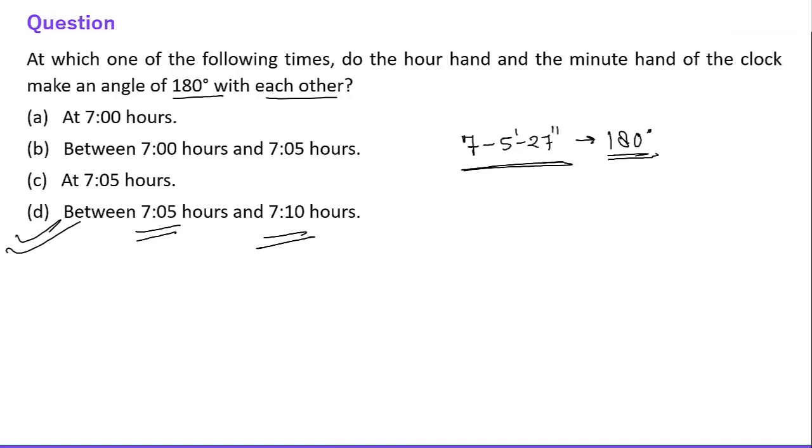In fact, by observation also you can see, but yes, with the observation, this is very less time, like 27 seconds is very less time. So that's why it is really difficult to decide with the help of observation. So command over this topic is needed to solve this question actually. Okay. Now let's move to the other one.